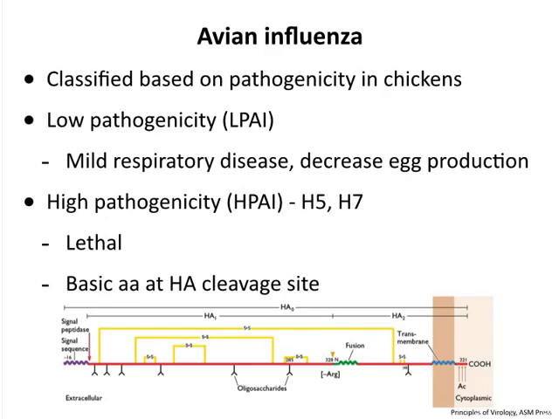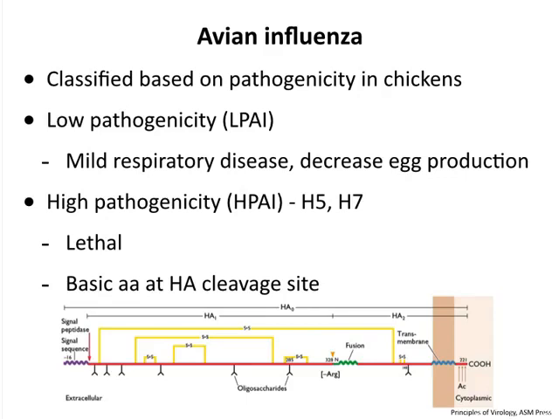So they're the so-called low pathogenicity strains, LPAI, low pathogenicity avian influenza. They cause mild respiratory disease, and they decrease the egg production. One of the other parameters is that the chickens get depressed. Okay? So normally chickens are very happy, but when they get low pathogenicity influenza, they get depressed. That's actually one of the symptoms.